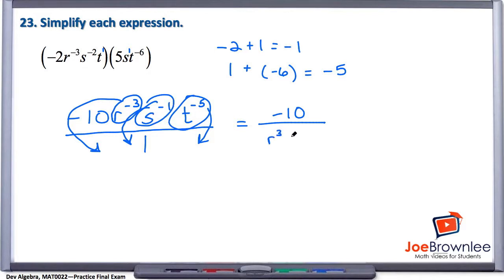S to the negative 1 moves downstairs, so it becomes s to the positive 1, but we're not going to write positive 1 as our exponent, right? We're going to get out of that habit. And t to the negative 5 moves downstairs to become t to the now positive 5. And so there we have our final answer for number 23, negative 10 over r cubed s t to the 5th.